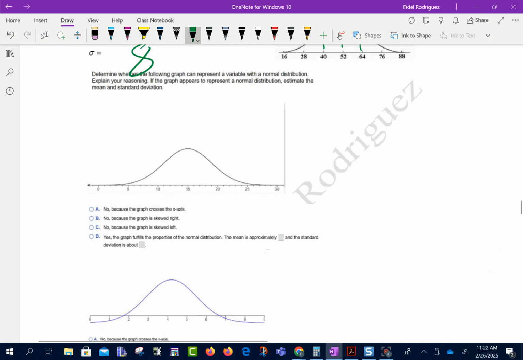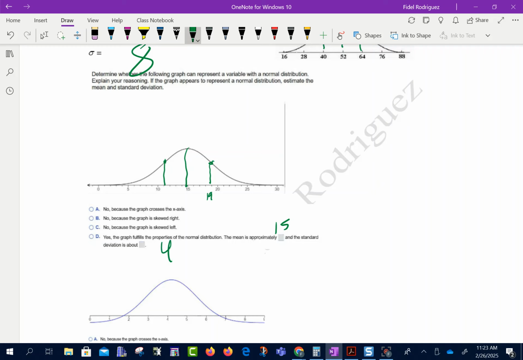All right, same thing for the next question, y'all. Let's see if we can find our average. So it looks like my average is going to be about 15. And again, if I were to pick these points right about here, y'all, and go down, I'd say, look, that's about 19. So my standard deviation is going to be about 4.